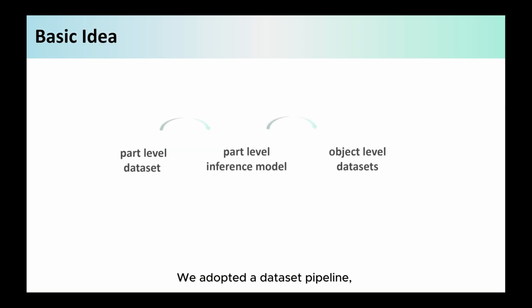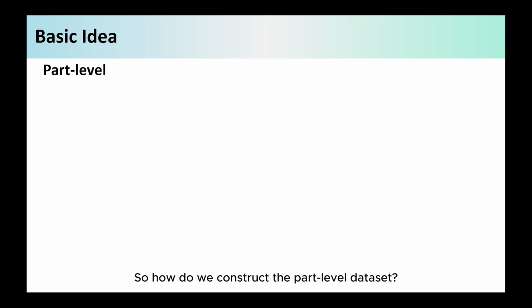We adopted a dataset pipeline, starting from constructing the part-level dataset. Then use the dataset to train a part-level inference model, and then we use the part-level inference model to construct an object-level dataset. So how do we construct a part-level dataset?